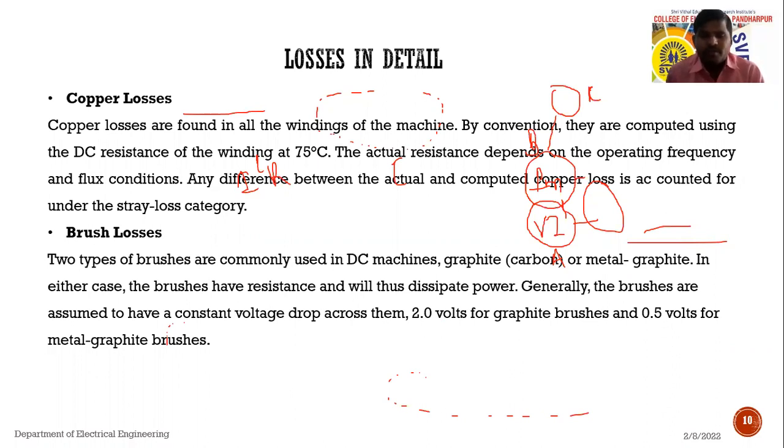So all of you note down this value because it may be asked in the MCQ. Generally in the brushes we assume a constant voltage drop, and we subtract this drop from the supply voltage. It is 2 volt for a graphite brush, and it is 0.5 volt for a metal graphite brush. So this is the brush losses.